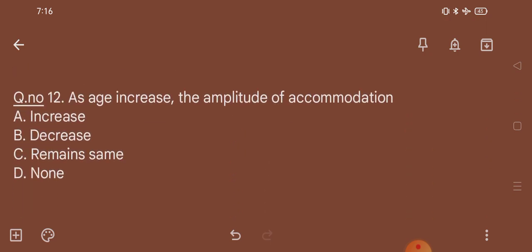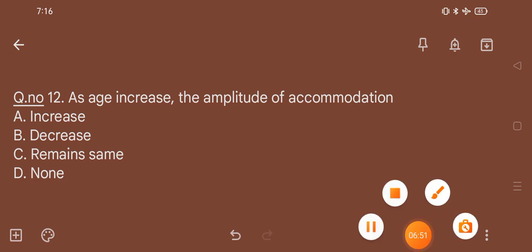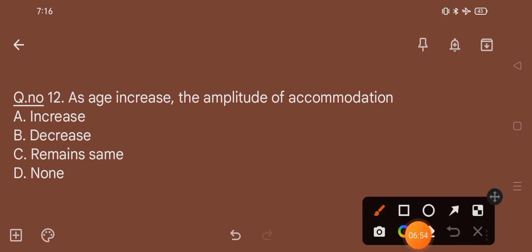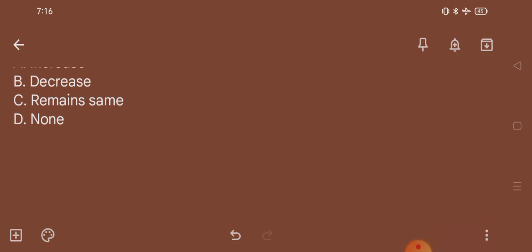Question number 12. As age increases, the amplitude of accommodation: option A, increases; option B, decreases; option C, remains same; and option D, none. As age increases, the amplitude of accommodation decreases. That's option B. Question number 13.